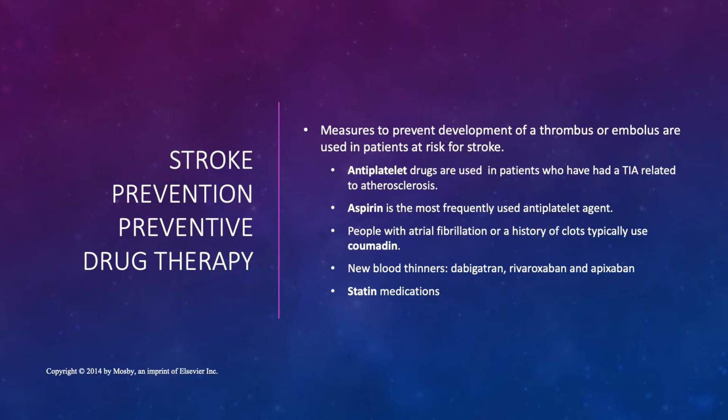So, medications that we can use. We actually have some medical prevention strategies. Medications that we can use include antiplatelet drugs. If people have had TIA related to atherosclerosis, they might give Plavix. That's one of the more common antiplatelet drugs. For years now, they have recommended that people take a baby aspirin every day to make the platelets slip by each other more easily and not clot.